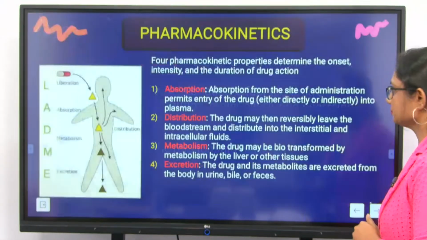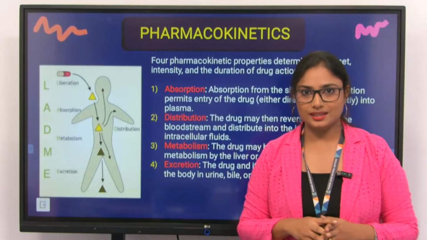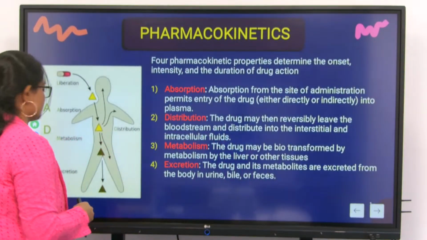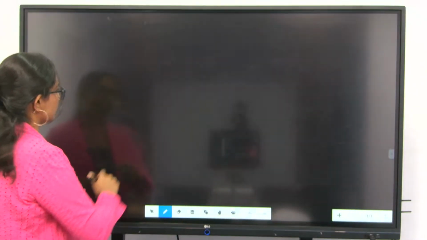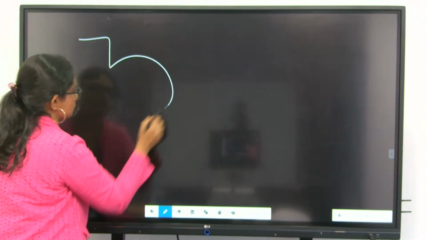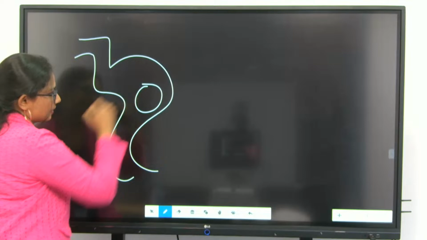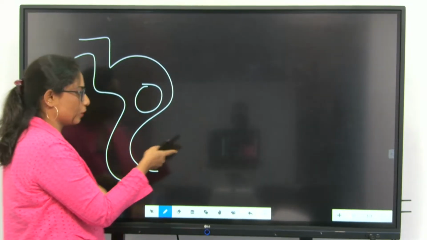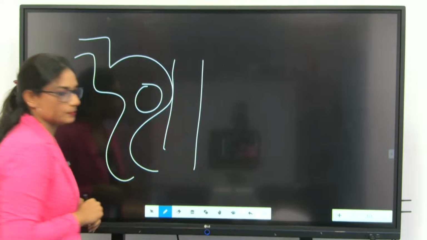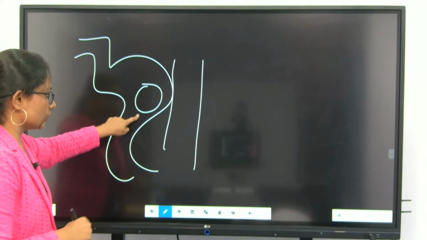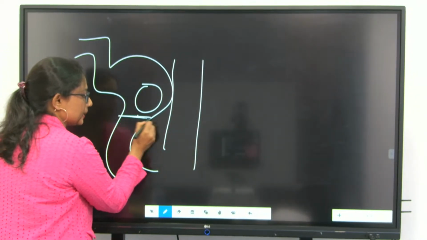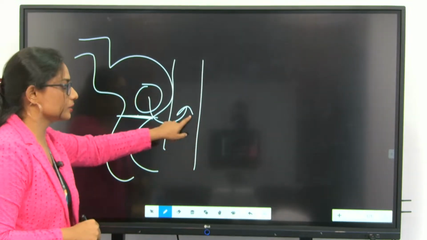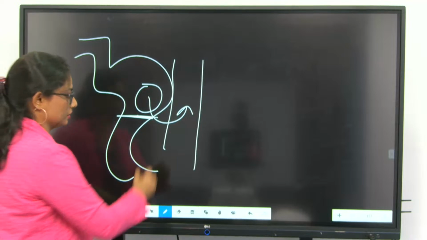Now, ADME, first is absorption. I'll just give you a brief explanation on what the ADME process is. When we take our drug orally, as such, it is not getting into the body. So what is absorption? When we take our drug orally, the movement of drug from the site of administration to the bloodstream, only to the bloodstream, is known as absorption.